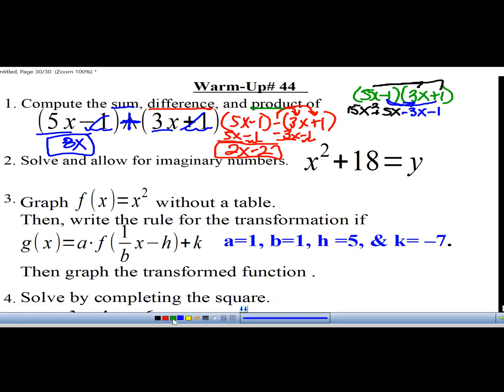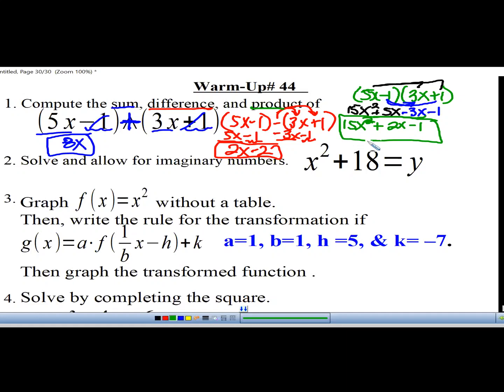Can we combine like terms there? Yes, Mr. Q. What is 5x minus 3x? That's 2x, and it's a positive. Bring down the 15x squared. Bring down the -1, and this is our product. Now, we don't go any further on this one because we don't have i squared, we have x squared. So we'll stop right there.